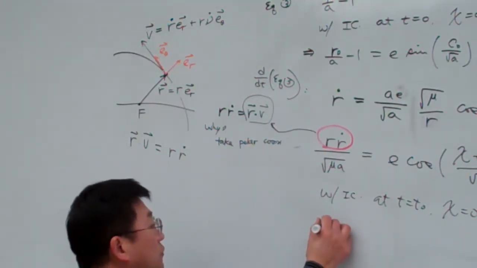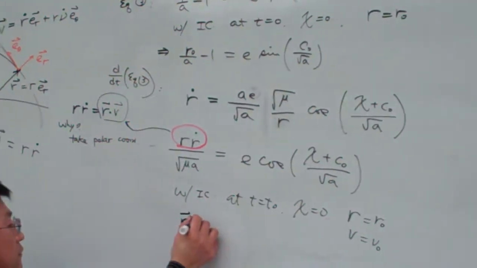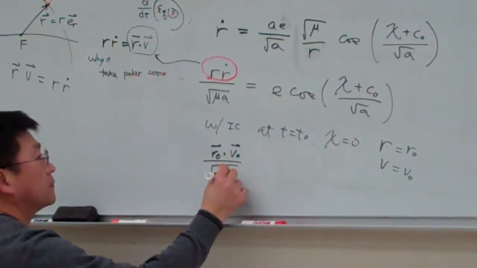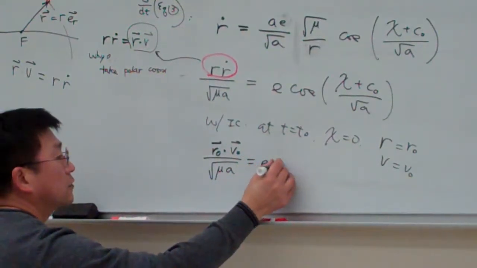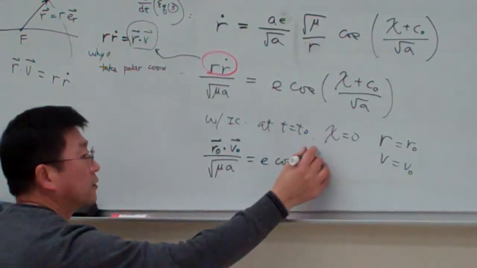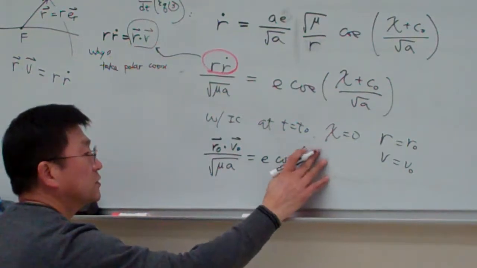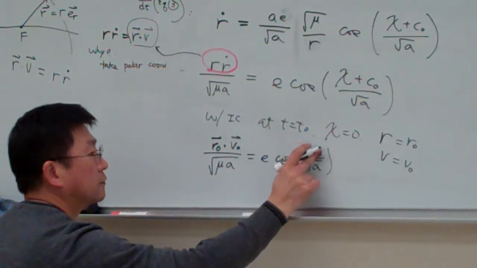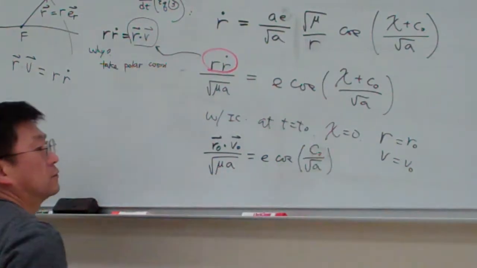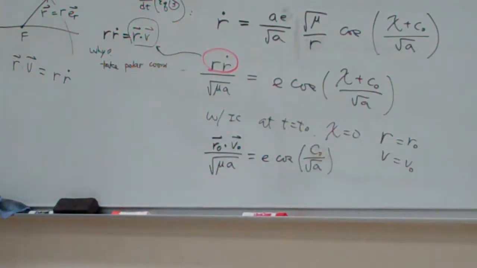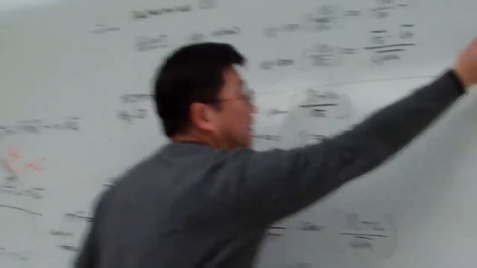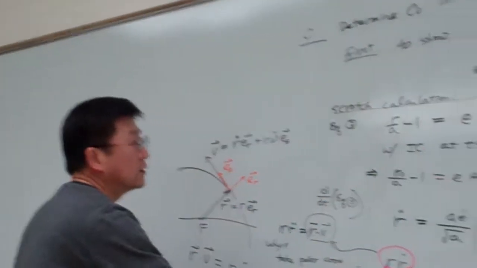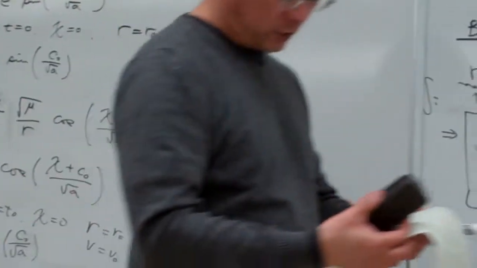that would be equal to R V mu A equal to E cosine C0 A. Okay, so that means here we have the 6 equations. The 2 equations will help us continue to the next one.